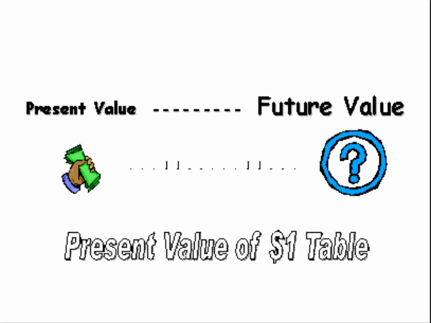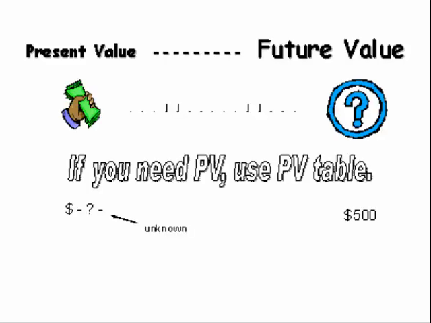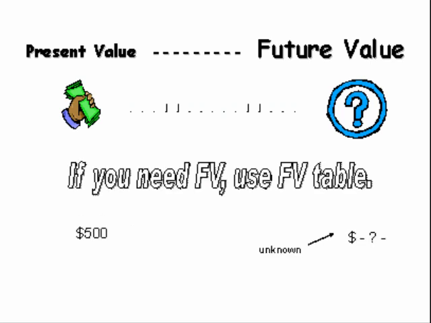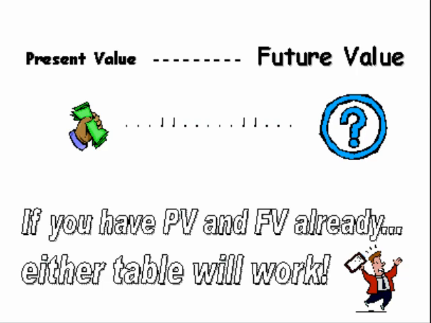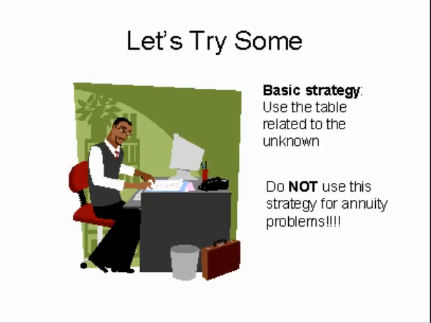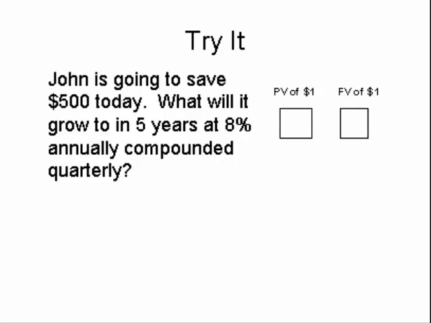You're going to use the present value or the future value of a dollar table depending on what you need. If you need the present value, use the present value table. If you're missing the future value and you need it, use the future value table. If you have both amounts at the beginning and the end and you're just looking for interest rate or number of periods, either table will work. So the basic strategy is use the table related to what you're trying to find, the unknown. Do not use this strategy for annuities. It will give you an error.